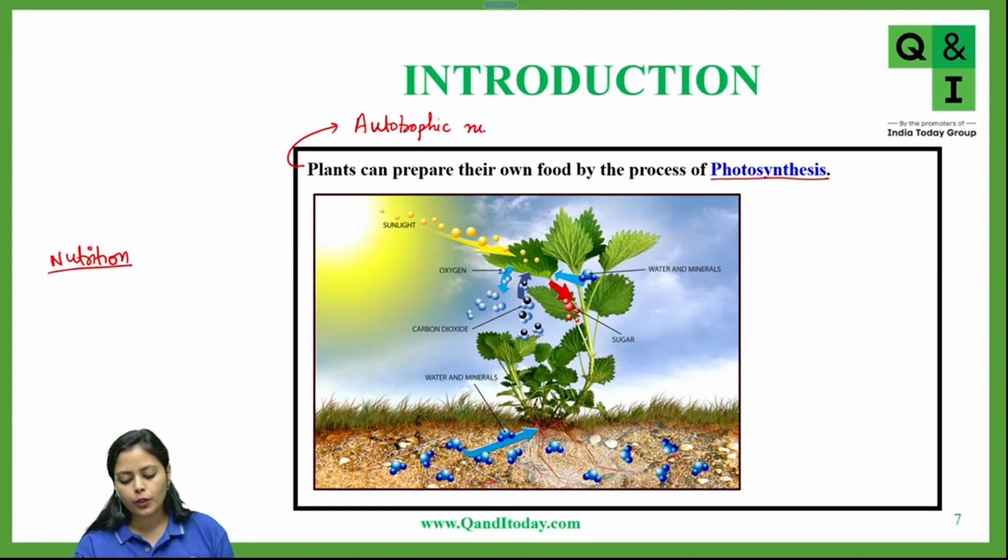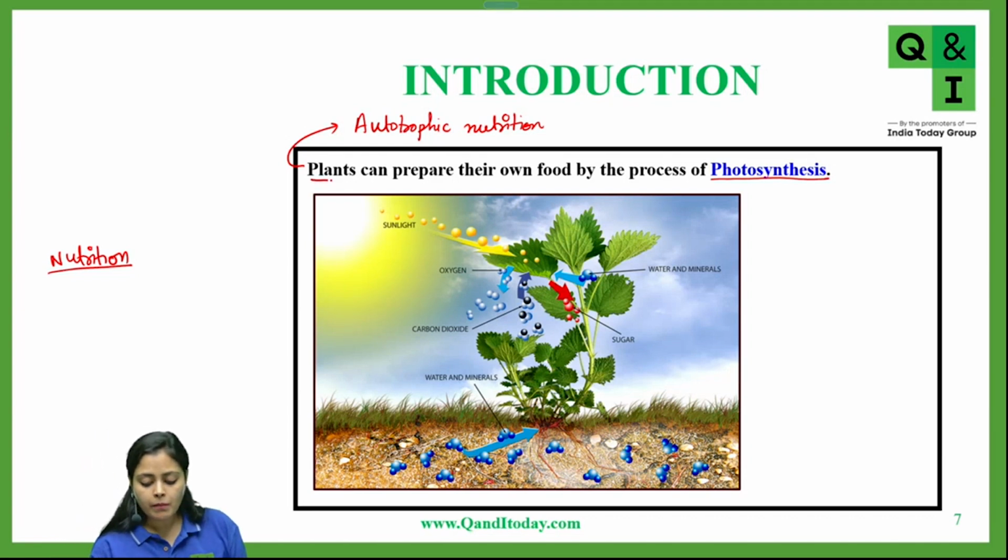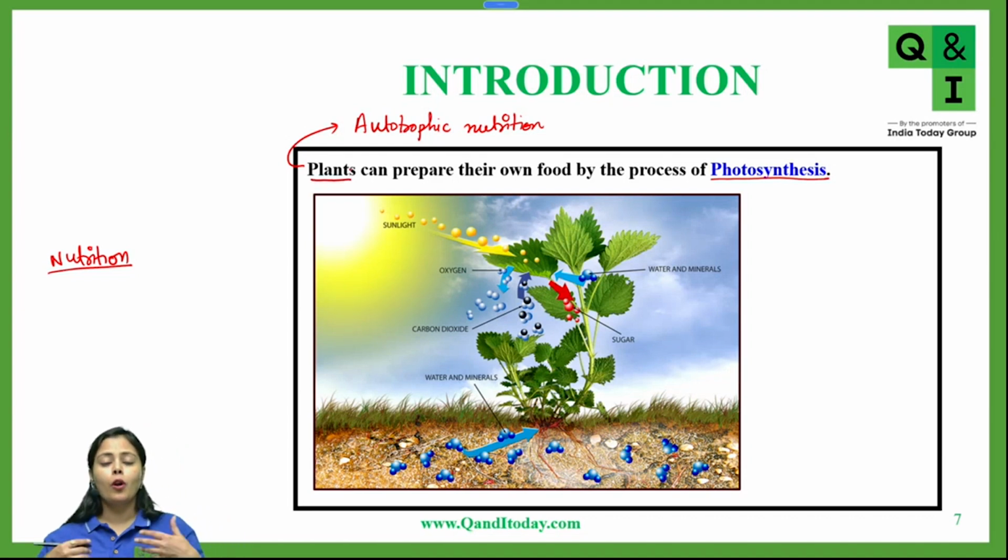So we just got to know that basically all organisms, whether they are plants, animals, or humans, all require food for their growth and sustenance. And the process of obtaining food is called nutrition. Now, the first mode of obtaining food by organisms is done by the plants, which is called autotrophic nutrition.